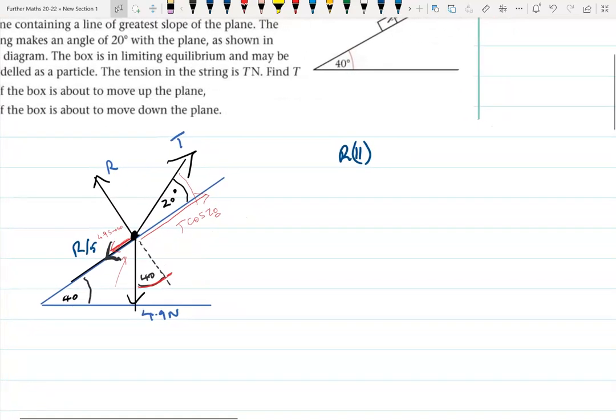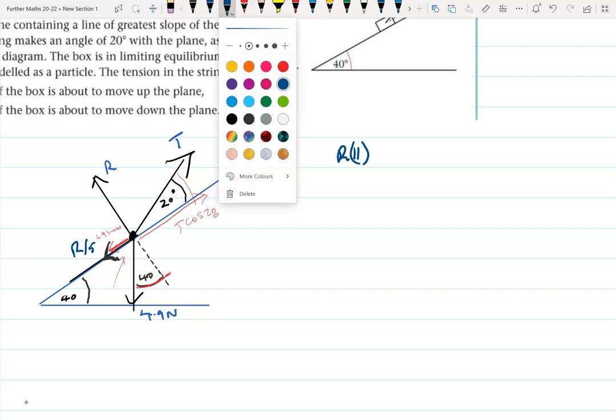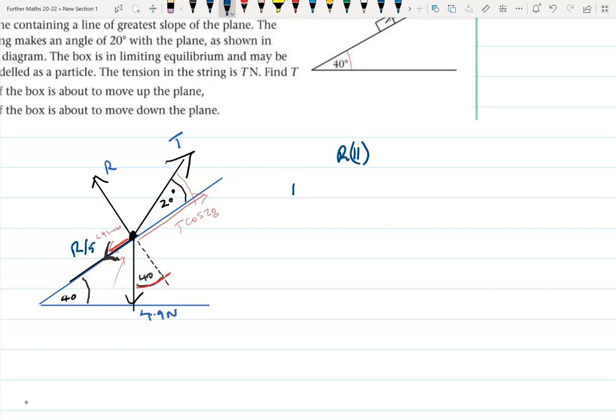Okay, so let's do our resolving equations. Up the plane is T cos 20. Then going down the plane, we've got the friction and the component of the weight. So that's minus 4.9 sine 40 and minus R over 5, going down the plane, equals 0. Okay, so that's parallel to the plane. In the mark scheme I'm looking at, there's actually 4 marks already: 3 for the actual equation, and 1 for using F equals mu R. Probably the easiest question we'll normally find on a mechanics paper.